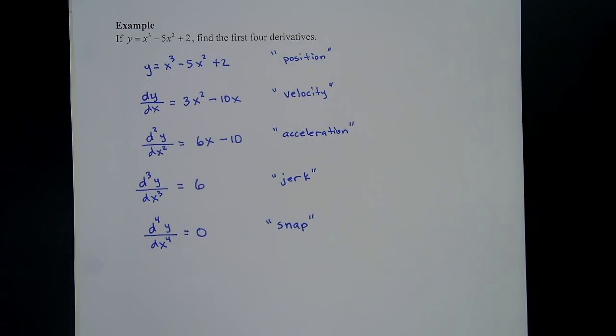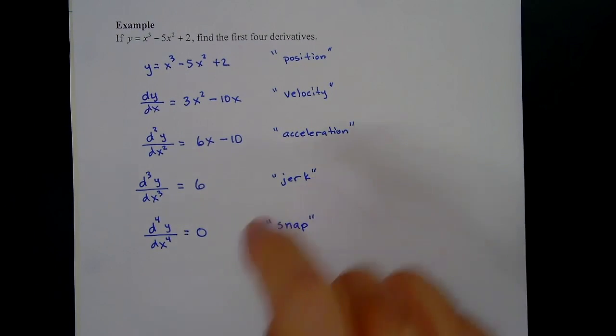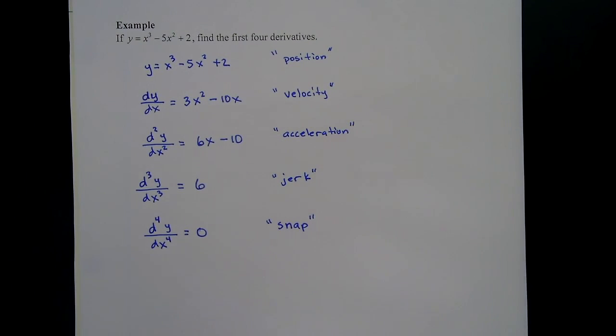And actually there's a fifth derivative, and the fifth derivative is crackle. And the sixth derivative is pop. I'm not lying to you. It's snap, crackle, pop. So funny. This one's called jerk because you feel a jerk when you're in your car. If you ever feel like you're jerked in your car, that's this. What you're feeling is a change in acceleration.